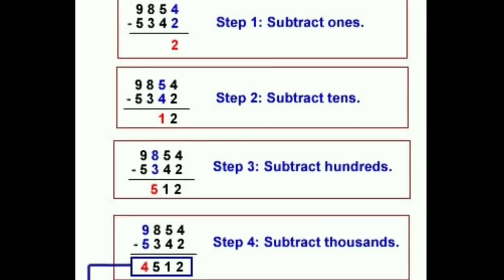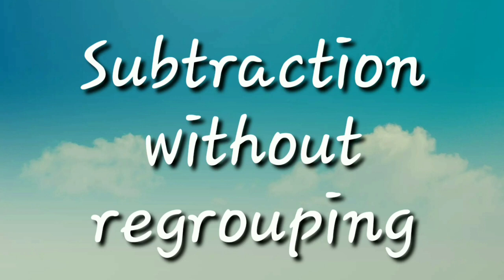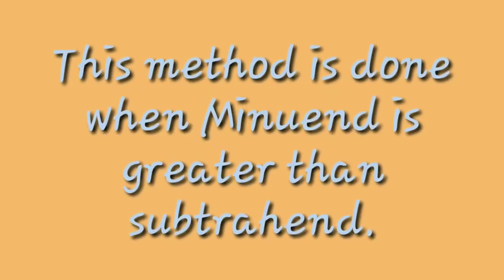However, there are two methods of carrying out subtraction. The first method is known as subtraction without regrouping, and the other one is known as subtraction with regrouping. So let's talk about them one by one. First is subtraction without regrouping. Now the question arises, when is subtraction without regrouping done? The answer is that subtraction without regrouping is done when the minuend is greater than the subtrahend. It means that when the digit written in the minuend is larger as compared to the digit written in the subtrahend, you will carry out the subtraction without regrouping.